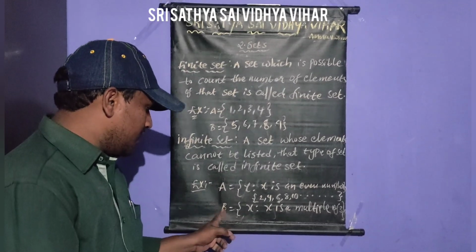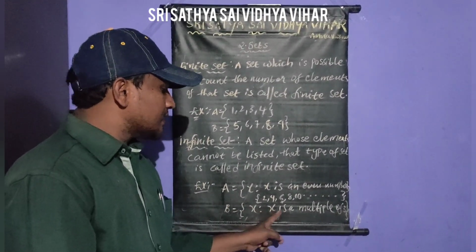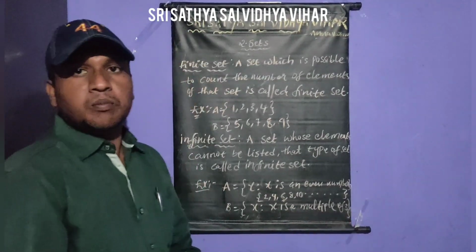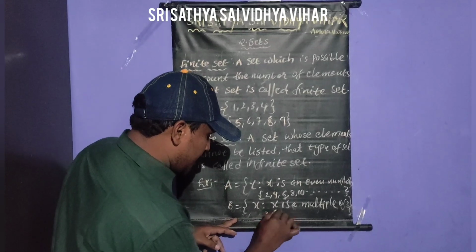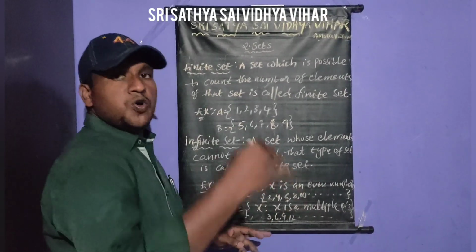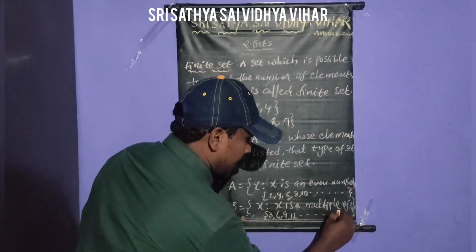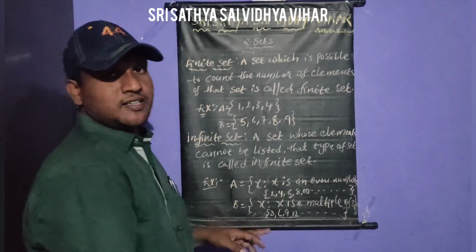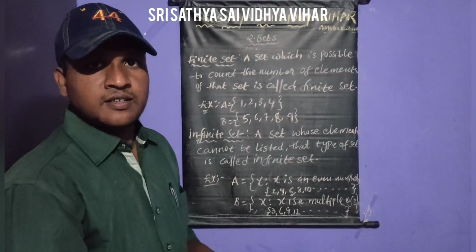Second example: B = {x : x is a multiple of 3}. What are the multiples of 3? Suppose 3, 6, 9, 12, and so on. There are so many multiples of 3, so it is an infinite set.